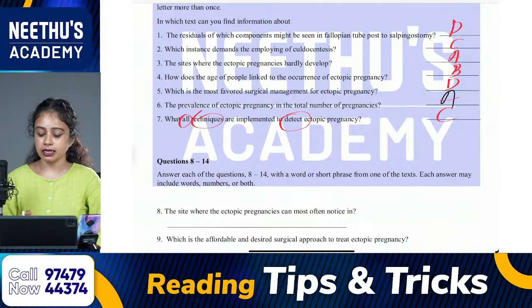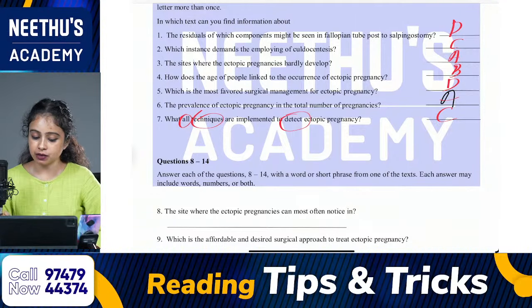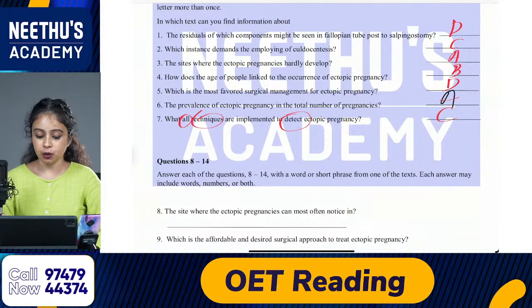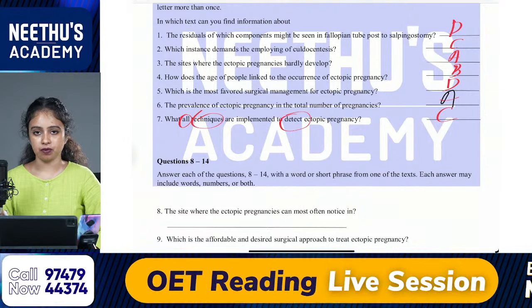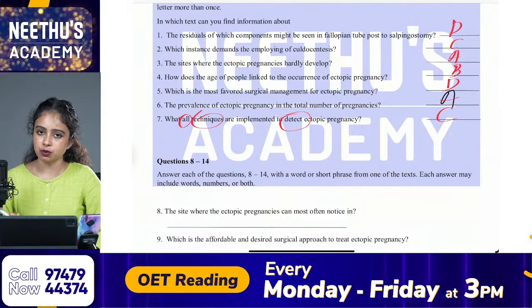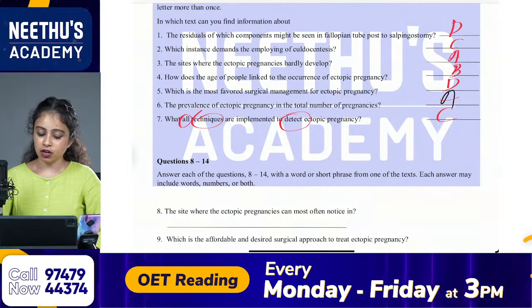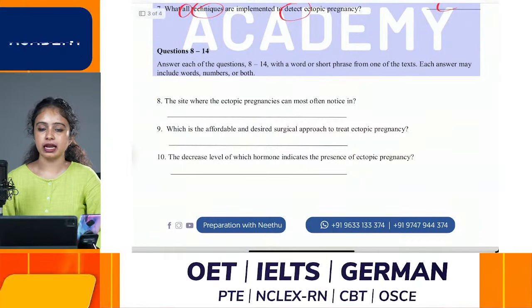So these are the answers. First one is text D, second one C, third one A, fourth one B, fifth one D, sixth one A, seventh one C. Any doubts regarding the 1 to 7 set of questions? If not, I'm just moving to the next one.